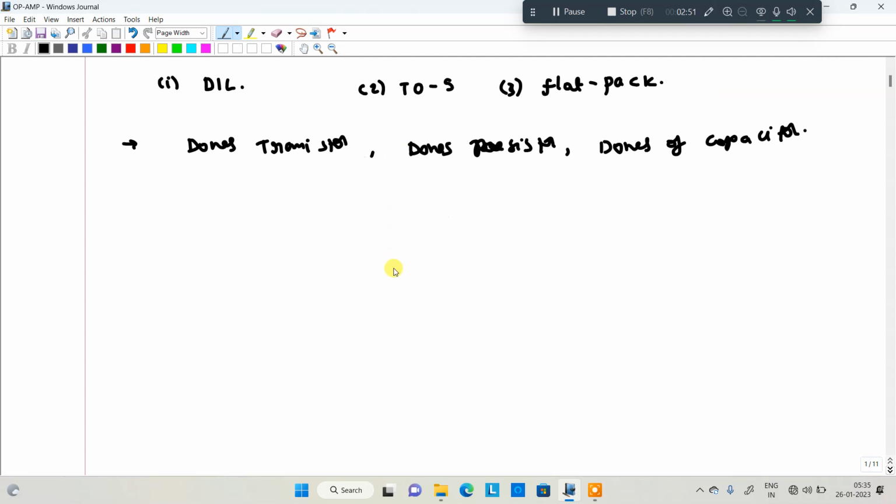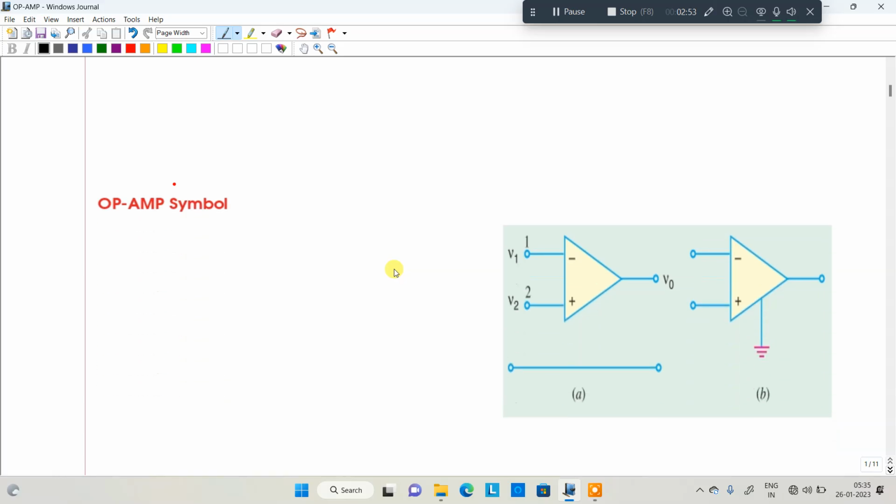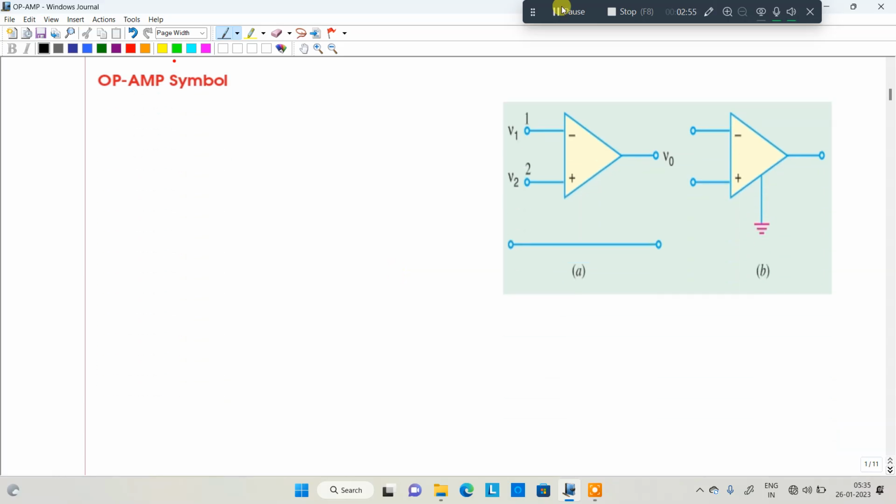Okay, this is about the op amp. Next we are moving to the op amp symbol. In this diagram, these two diagrams represent the op amp. While you are seeing this op amp, how many terminals are present? Two input terminals, one output terminal. So we have an inverting terminal, a non-inverting terminal, and then the biasing voltage is present.